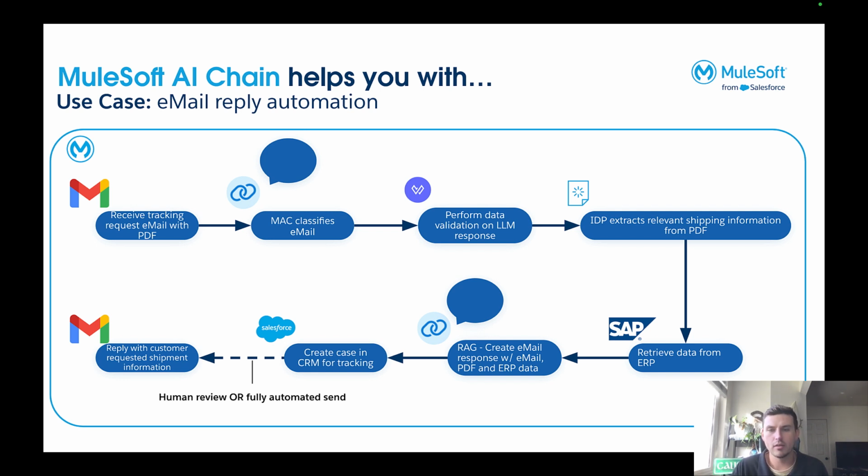And then we'll take all of this data from the email, from IDP, from our ERP, and create a response grounded in that data from the systems, and create a case in Salesforce for tracking purposes. And here we're going to reply automatically with all of this data, but this is a decision point where you could actually have a human review the response before it gets sent out to the customer. Let's hop into the actual demo itself to see how it works.